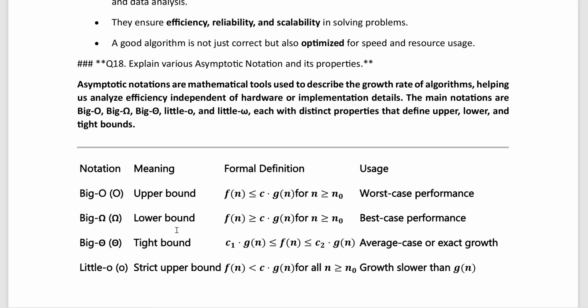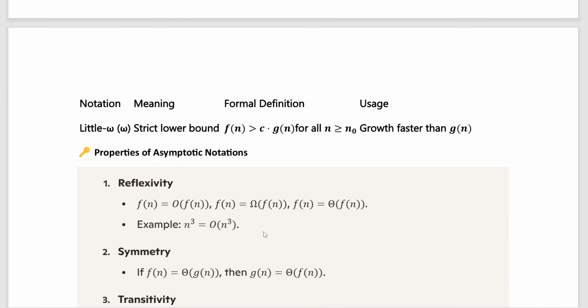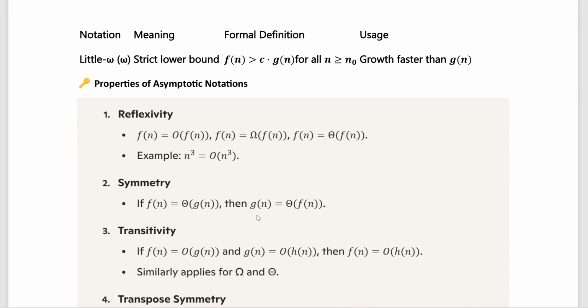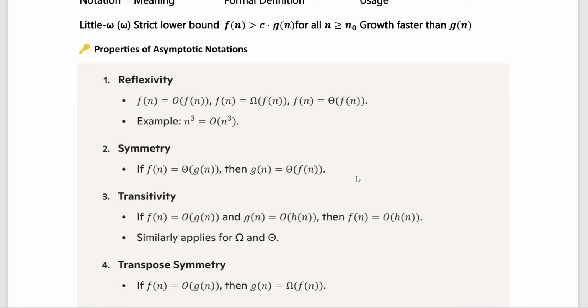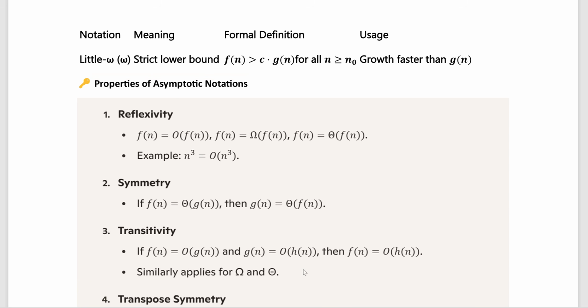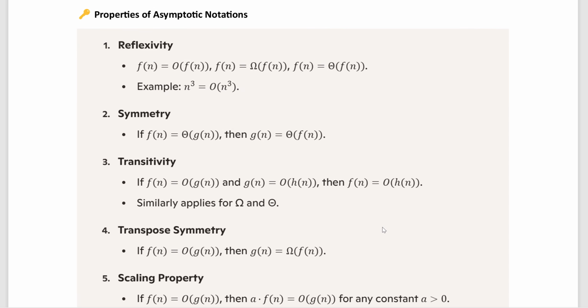So the meanings of these asymptotic notations are given, and these are the definitions, that is in terms of equations, and their usage is when these notations can be used. In which case, for example, big O notation can give you the worst case performance. Big omega, best case performance. Right? And these are the properties of the asymptotic notations. You can refer to them. You already know this: what is reflexivity, symmetry, transitivity. So you can read it on your own. Right.